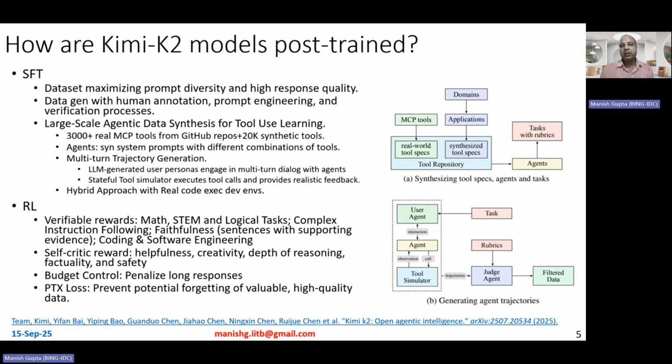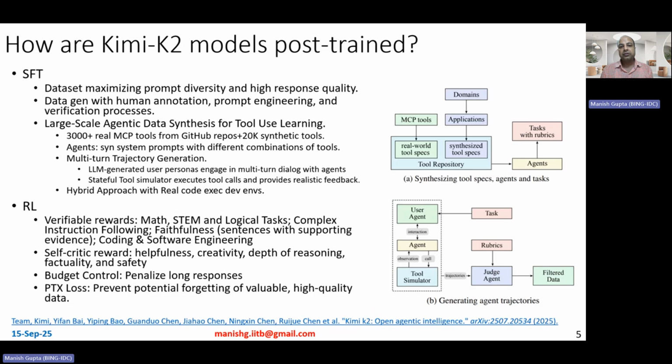Now, how are the Kimi K2 models post-trained? They're post-trained using 2 main stages, supervised fine-tuning and reinforcement learning. In supervised fine-tuning, the idea is to use data sets with high prompt diversity and high response quality. They obtain this fine-tuning data from several sources, some of which use human annotation, some prompt engineering to generate synthetic data, and obviously also some human verification.